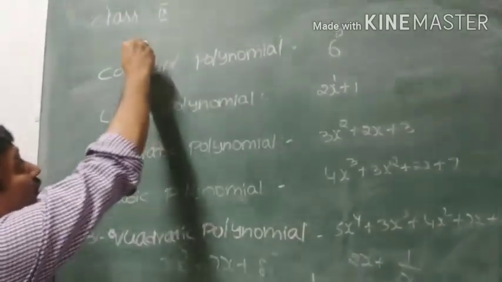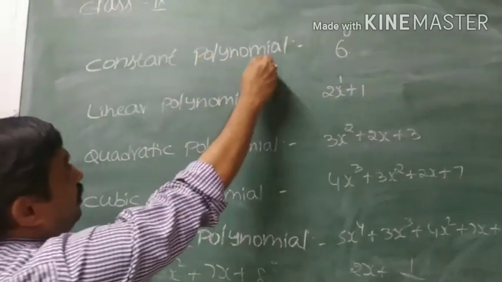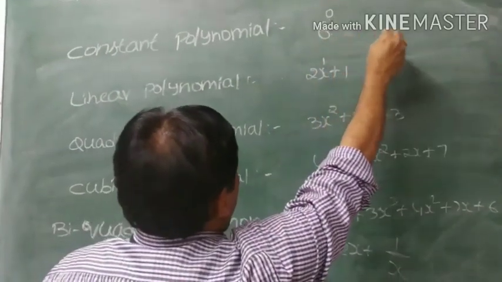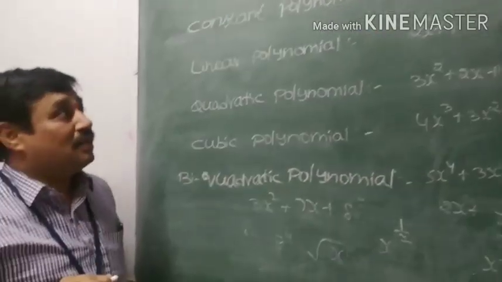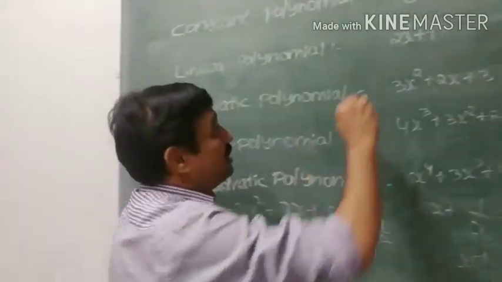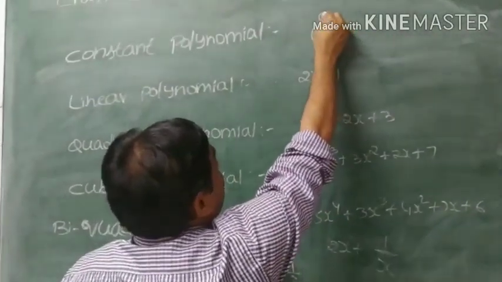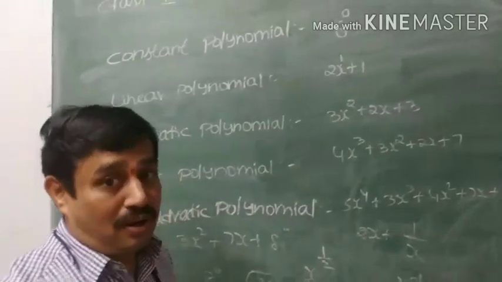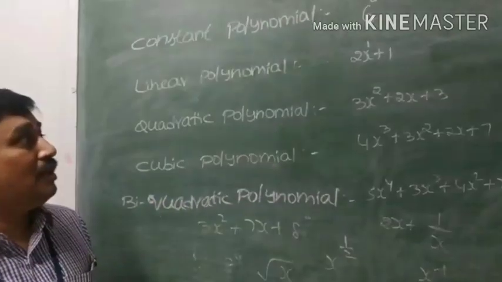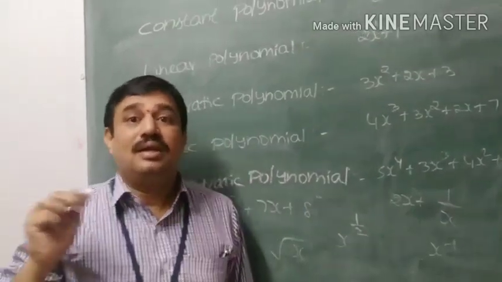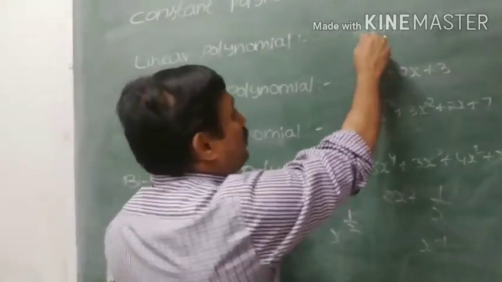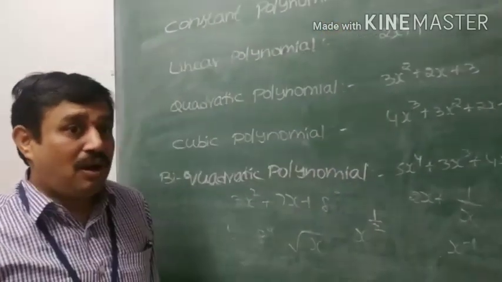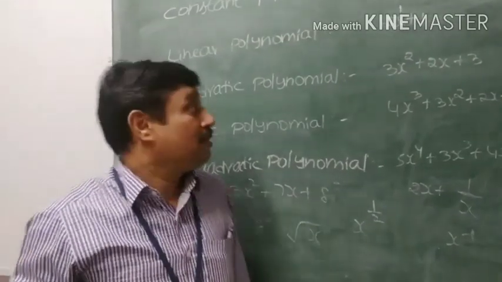Based on degree, the first one is constant polynomial. Constant polynomial means 0 degree polynomials are called constant polynomials. What is the meaning of 0 degree? That means the degree of a constant term is 0. So 0 degree polynomials are called constant polynomials. Next, linear polynomial. First degree polynomials are called linear polynomials. For example, 2x plus 1. Here there is no power, which means 1. That is the degree. So first degree polynomials are called linear polynomials.